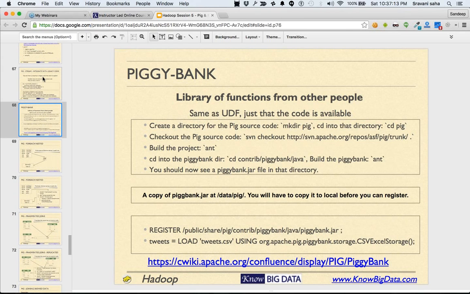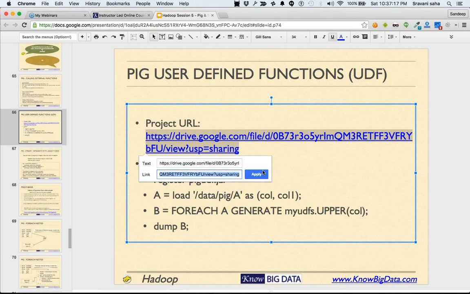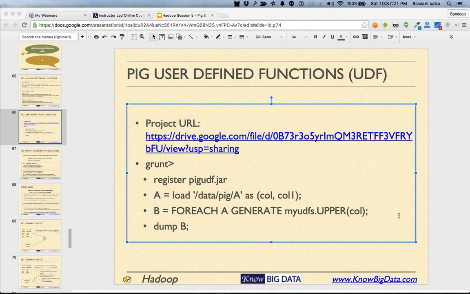So Sridhar is asking for the link of the project. I'm just pasting the link to all of the people.